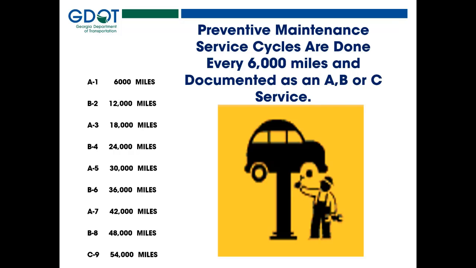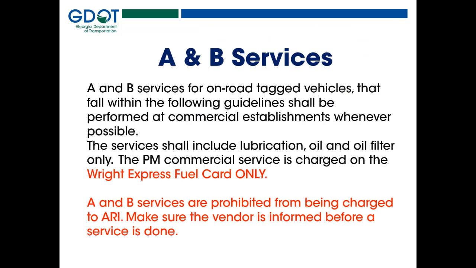Preventative maintenance service cycles are done every 6,000 miles and are documented as an A, B, or C service. A and B services for on-road tag vehicles that fall within the following guidelines shall be performed at commercial establishments whenever possible. The services shall include lubrication, oil, and oil filter only. The PM commercial service is charged on the Ride Express fuel card only. A and B services are prohibited from being charged to ARI. Make sure the vendor is informed before a service is done.